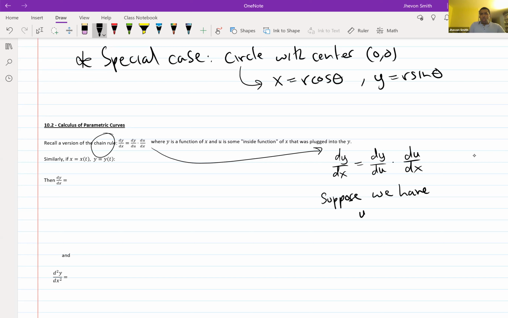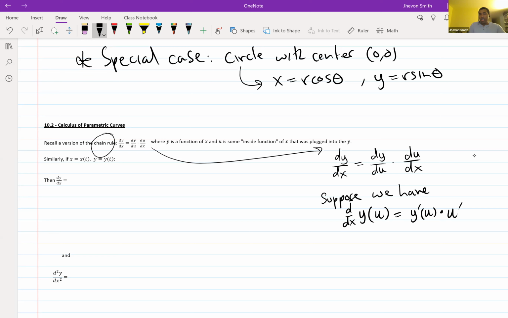Say some function y, and there's an inside function u, and we wanted to find the derivative. Well, how did we go about doing that? Well, we took the derivative of the outer function, left the inner function alone, then we multiplied by the derivative of the inner function.